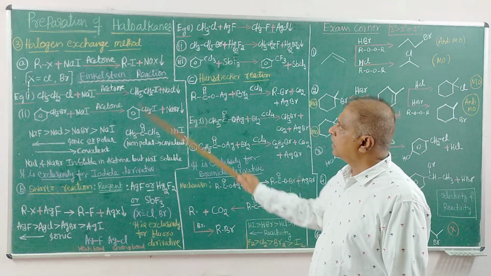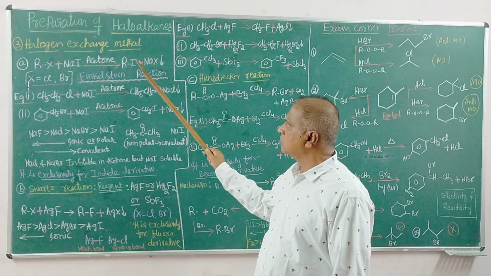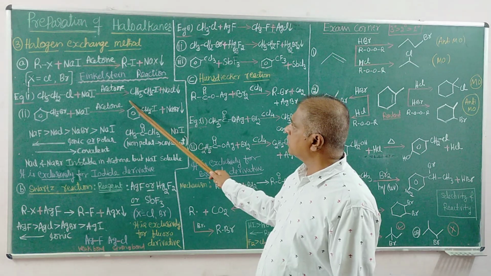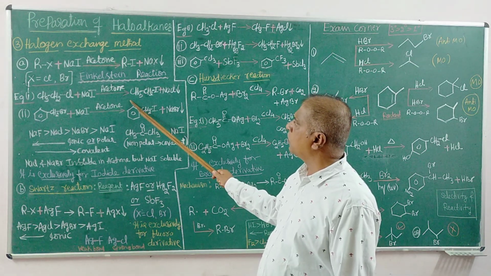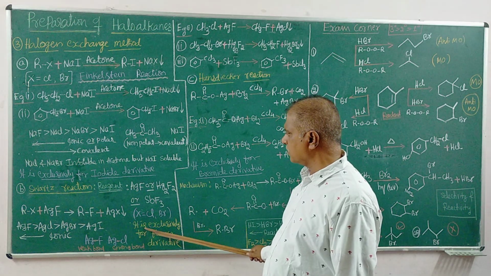This comes under the halogen exchange method. So there are two halogen exchange methods. Using this, we can go for preparation of iodo derivatives, and using this, we go for preparation of fluoro derivatives.